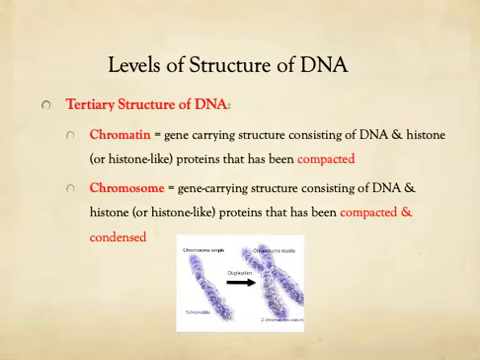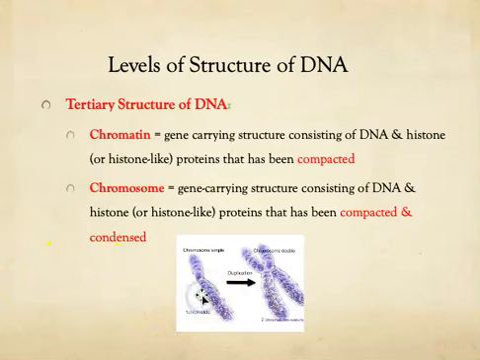Chromosomes are simply DNA that has been wrapped around histone or histone-like proteins, compacted, in other words, and condensed. That's the terminology we use. Chromosomes are therefore more folded and pressed into these complex three-dimensional structures than chromatin is.